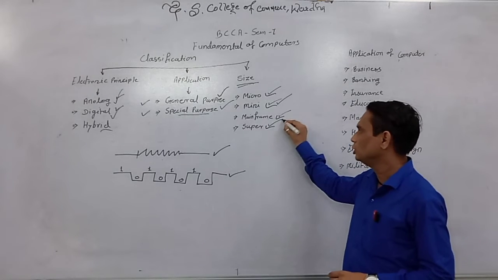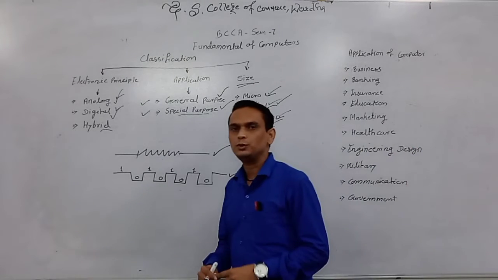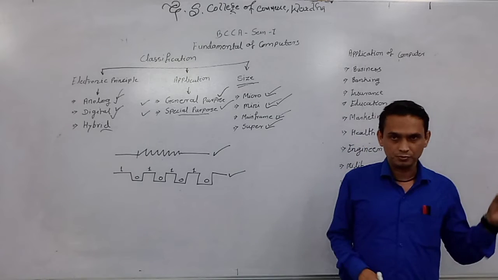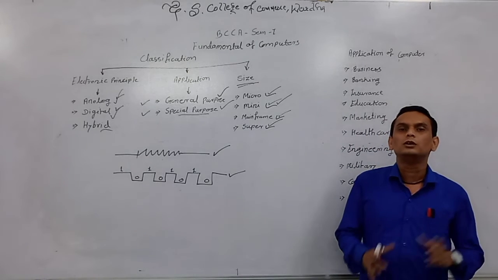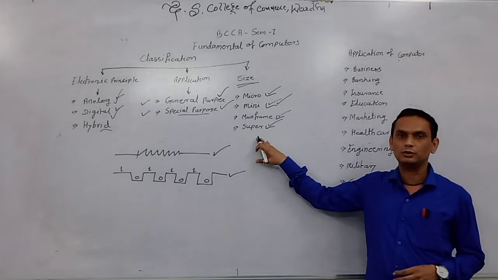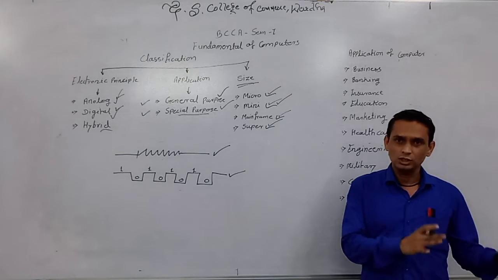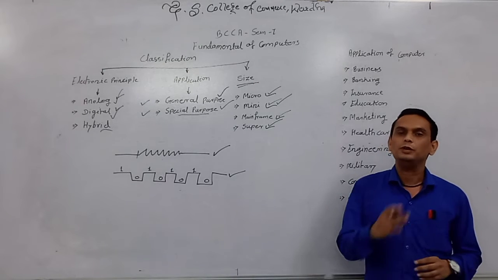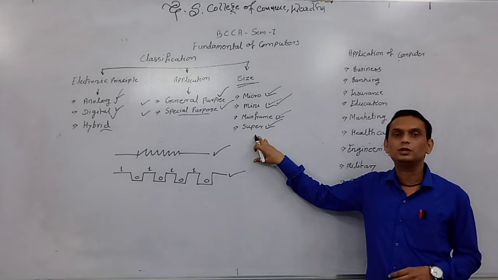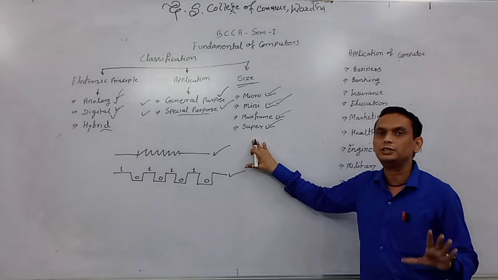And the last one is the supercomputer. The supercomputer is the costliest, most expensive computer, and the most vast amount of data can be maintained in a supercomputer. Different types of scientific research can be done in the supercomputer. Geographical mapping, military work and missile work can be done only in the supercomputer. All these types of data can be manipulated, so versatility can be there.